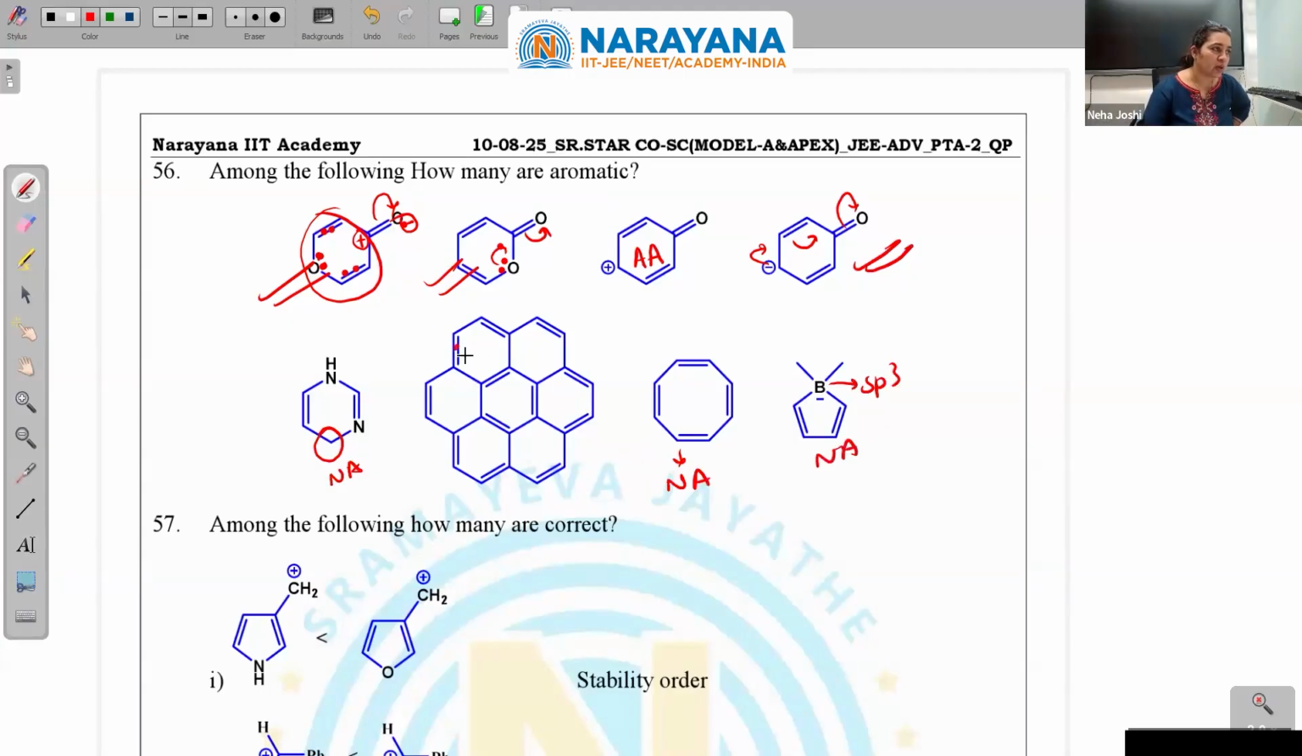So let us come to this: 1, 2, 3, 4, ... 10, 11, 12, 13, 14, 15, 16, 17, 18. So 4n plus 2 equal to 18. n equal to 18 minus 2, 16 by 4, that is 4. So this is also aromatic. So how many are aromatic? 1, 2, 3, and 4. So the answer for 56 should be 4.